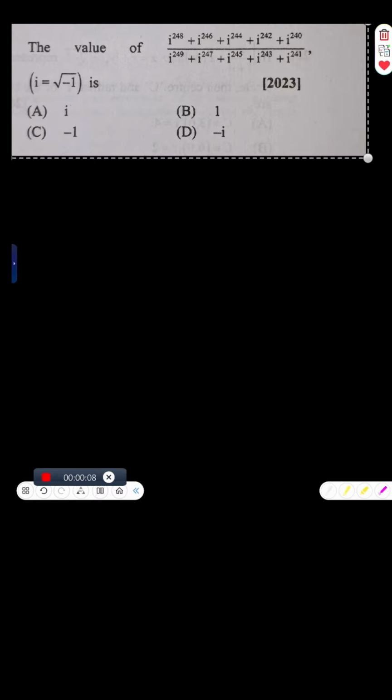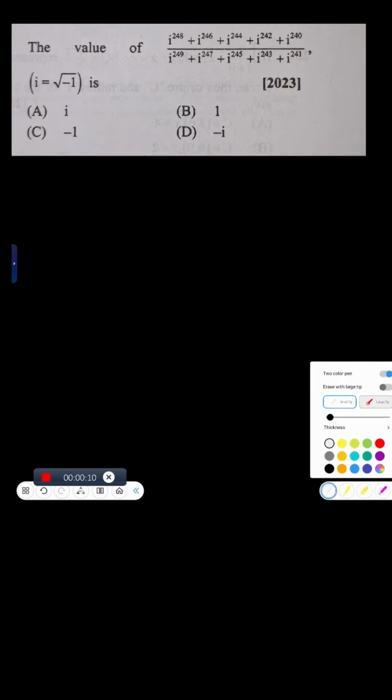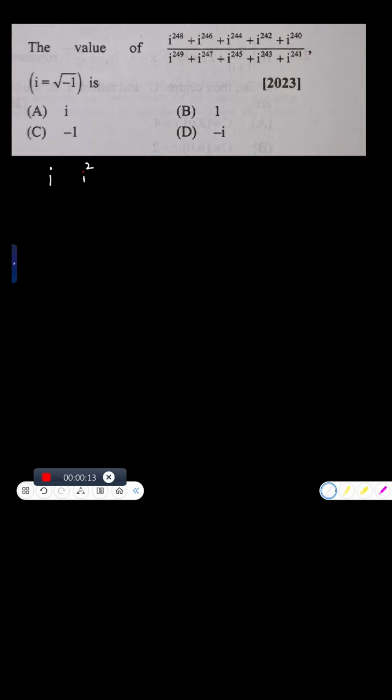So I'll put some very fundamental concepts. You need to know the value of i square, i to the power 3, i to the power 4. So the value of i remains i; i square is minus 1, i cube is minus i, and i to the power 4 is 1. So we'll remember this as a standard value.